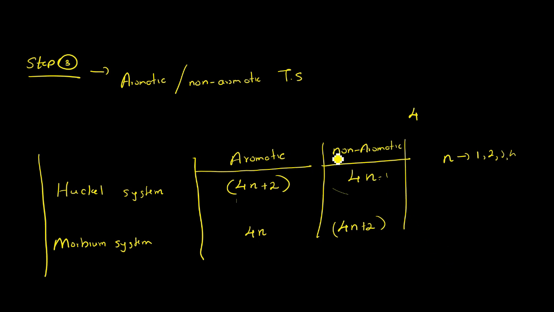Okay, now we know whether our transition state is aromatic or non-aromatic. Now in our final step, we are going to see the feasibility. I hope it's step 4 here. It's step 4. In the final step we have 2 pathways. If you remember, we have the thermal pathway and the photochemical pathway.